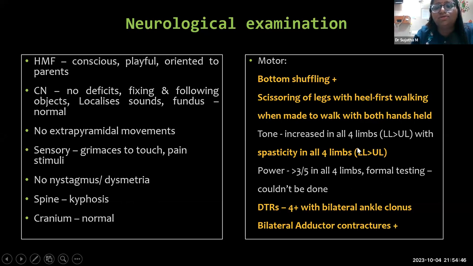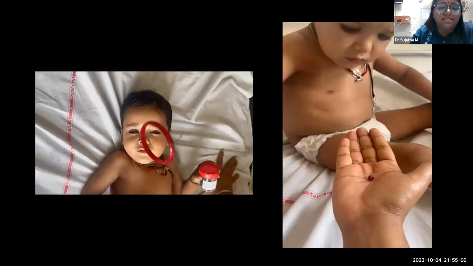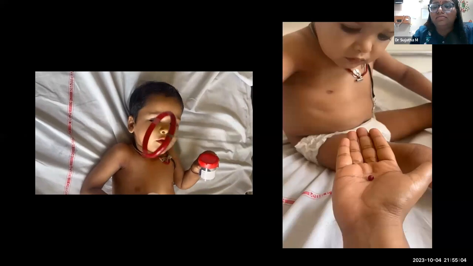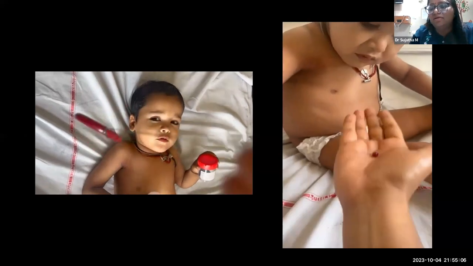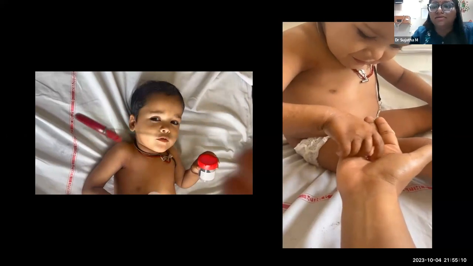And the tone was increased in all four limbs with a predominant lower limb involvement compared to the upper limb, with spasticity in all four limbs. And there were exaggerated DTRs with bilateral ankle clonus, and bilateral adductor and hip contractures were there. So we can see the child can fix and follow well in the video, and relatively preserved upper limb function, the child is able to perform a pincer grasp.